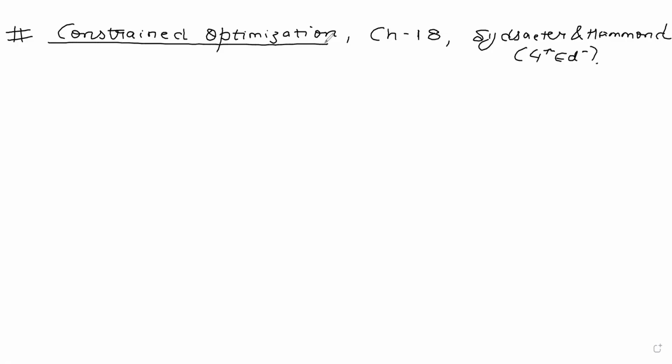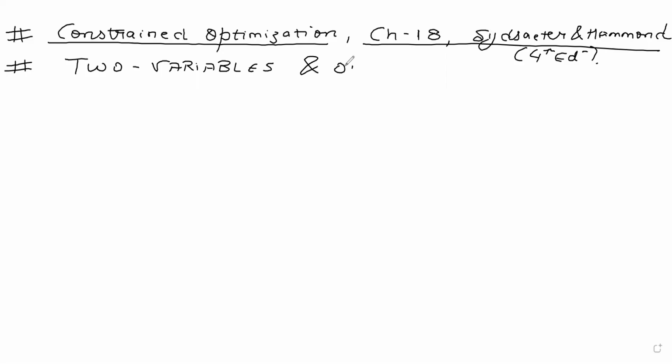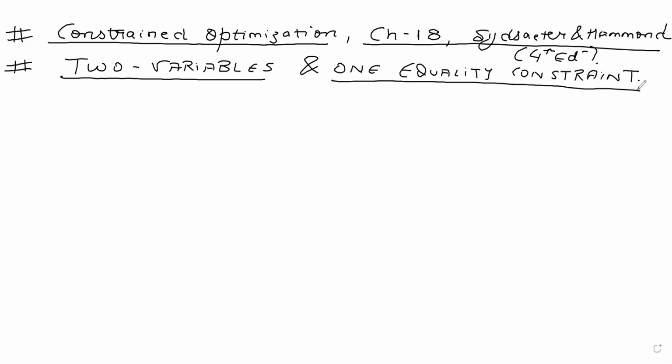So let's start with our lectures on constraint optimization. First we look at two variables and one equality constraint. So let us look at the optimization problem involving two variables and one equality constraint.